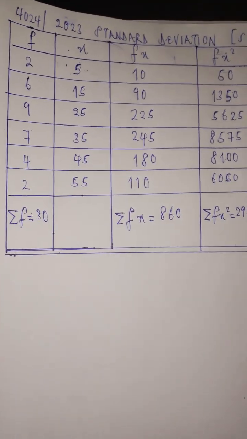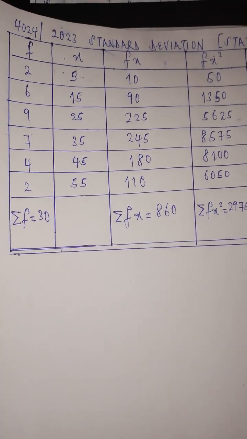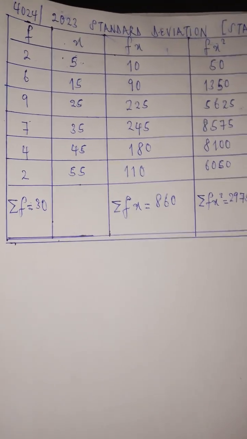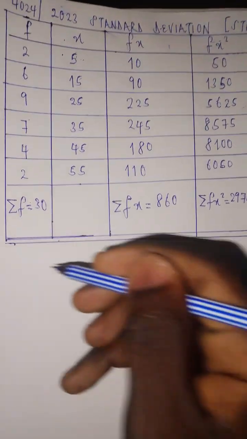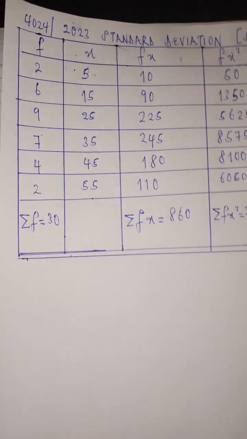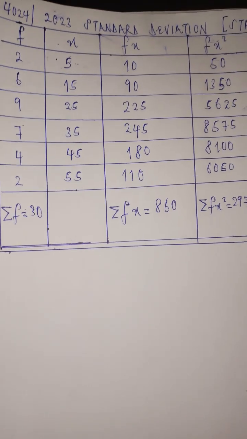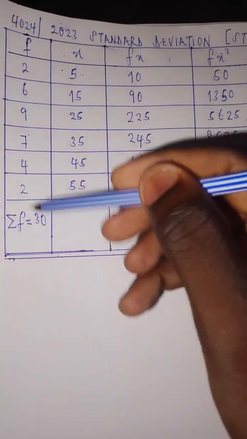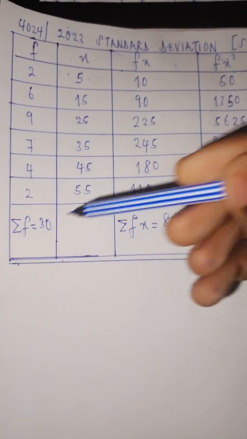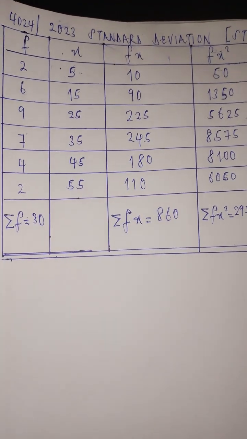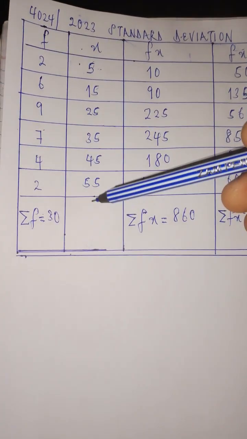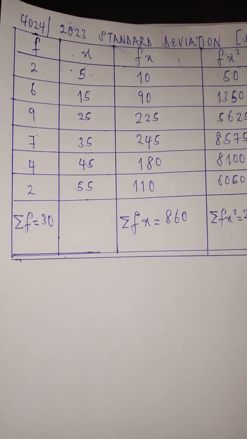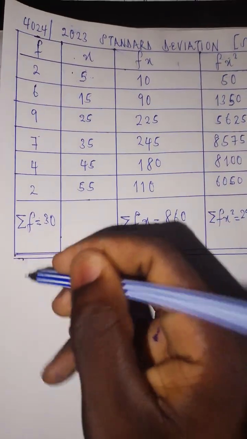So the next thing I'm going to calculate first here is the frequency. How do I calculate frequency? Since this data has frequency, it simply means that this is grouped data. Grouped data is simply the data with frequency. So in order to calculate the standard deviation, I'm first going to calculate the mean.